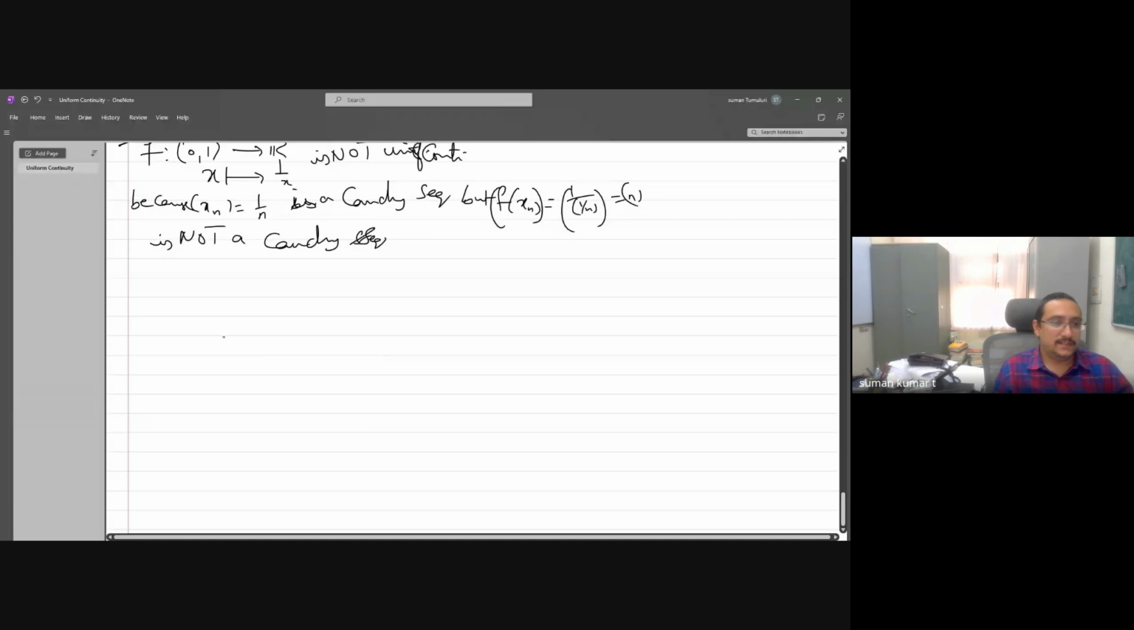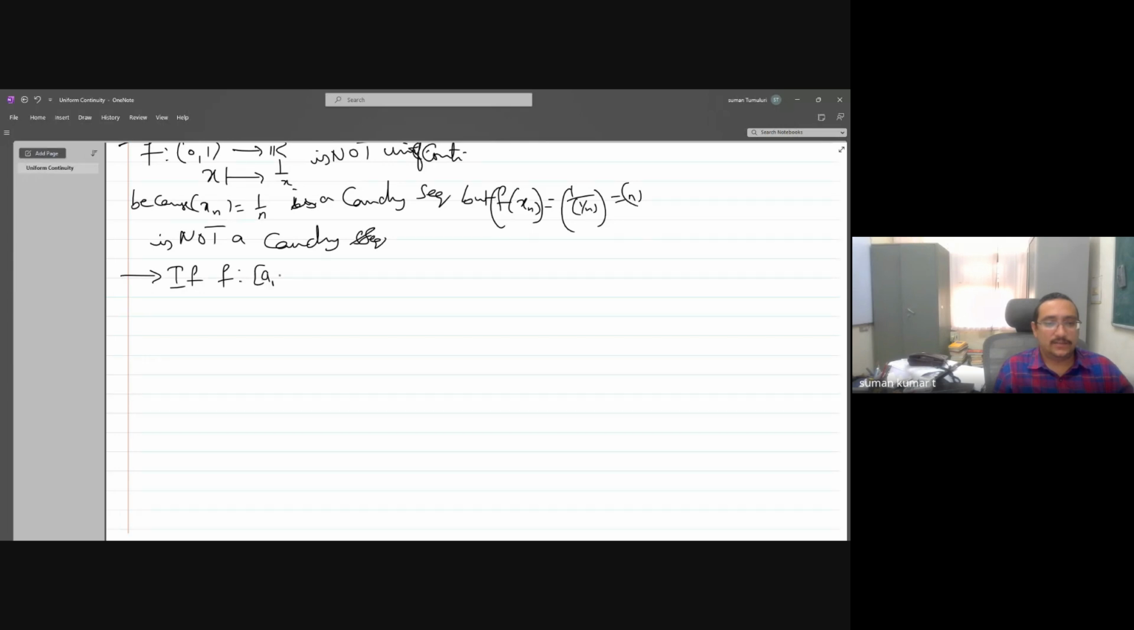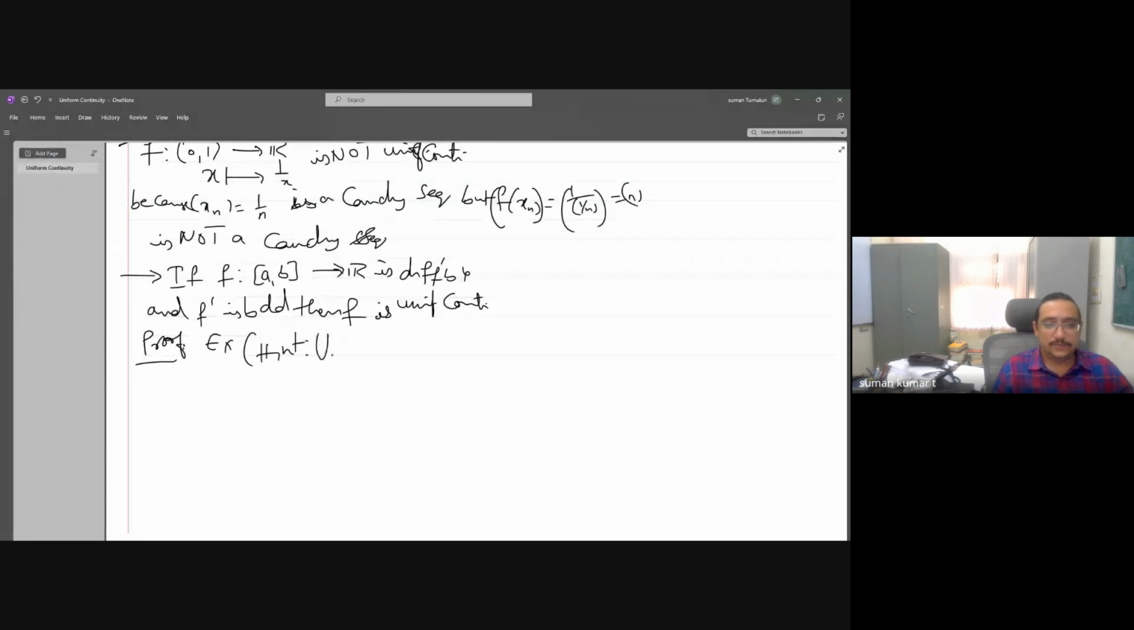Okay, and the last thing: if f from an interval a b to R is differentiable and f dash is bounded, then f is uniformly continuous. Okay, this is also a very important thing. A proof, I leave it to you as an exercise. I give you a hint: use the Lagrange mean value theorem.